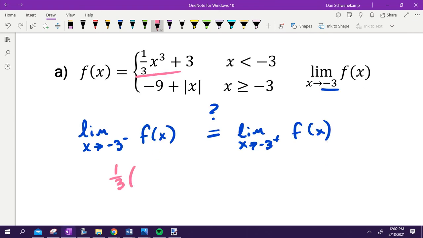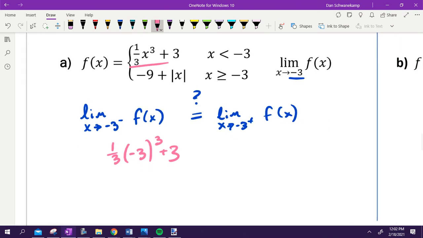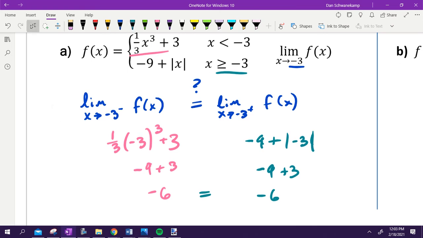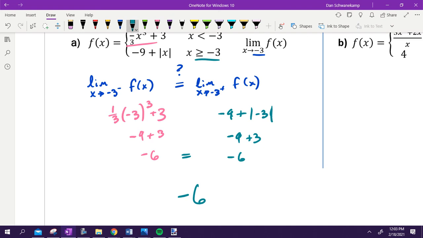So 1/3 times negative 3 cubed plus 3. Negative 3 cubed is negative 27. Times 1/3 is negative 9. Plus 3 is negative 6. We go to this one. Negative 3, we're plugging into this one. X is greater than negative 3. So negative 9 plus absolute value of negative 3. So that's negative 9 plus 3. That gets me negative 6. Are they equal? Yeah, if they're equal, it's whatever the value is. So in this case, the answer is negative 6.